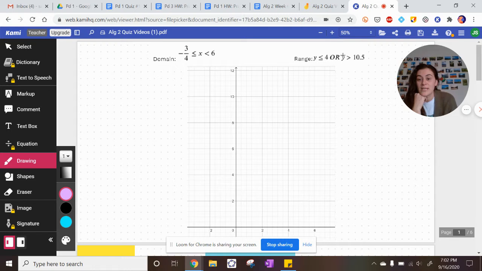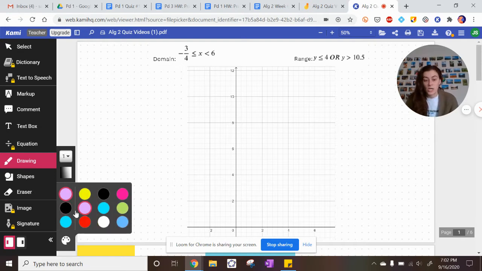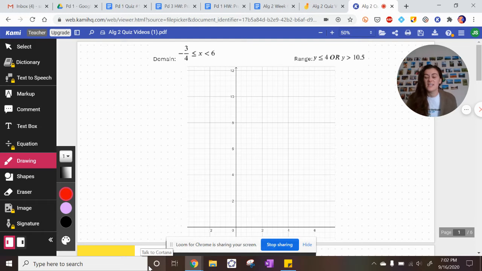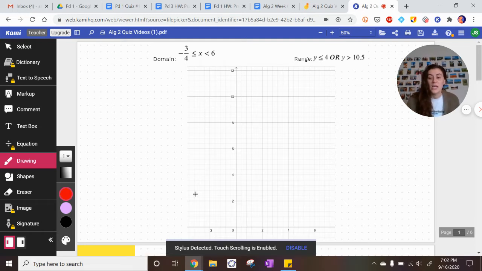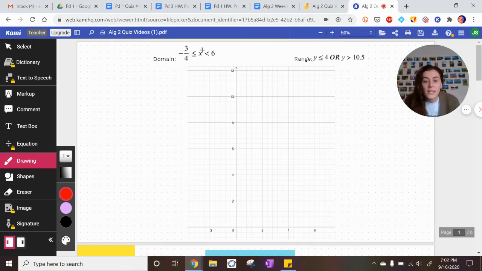A lot of you on your quiz just kind of chose one of these options for your range, but we had a few examples in our notes where we had that or situation because we had a gap in our graph. So before we even start graphing, let's break this information up and just take note of what we need to have. So let's look at this domain.